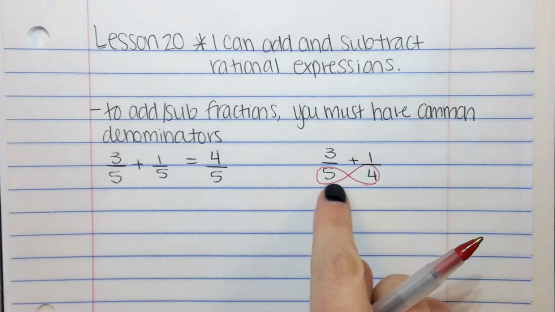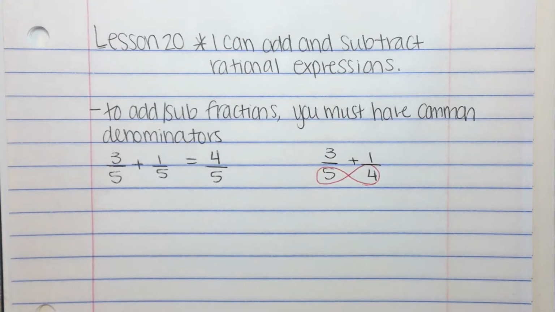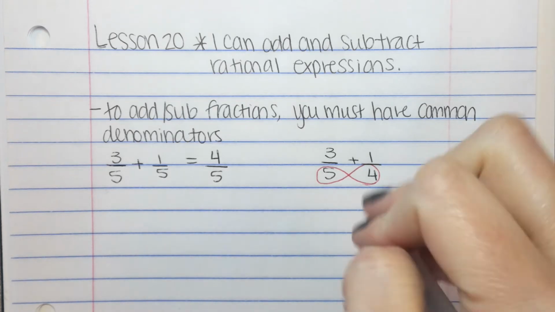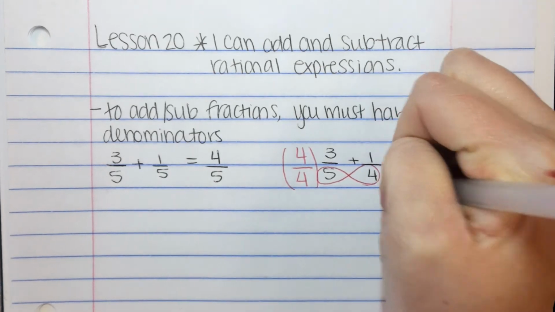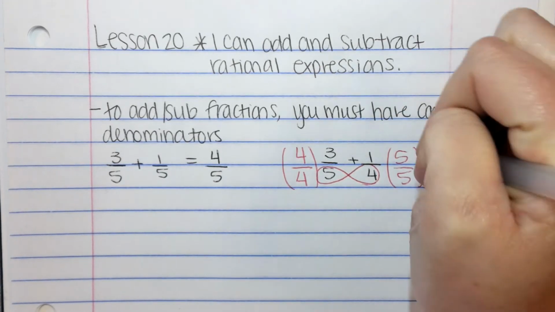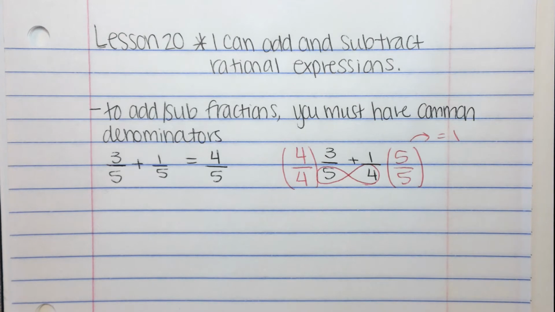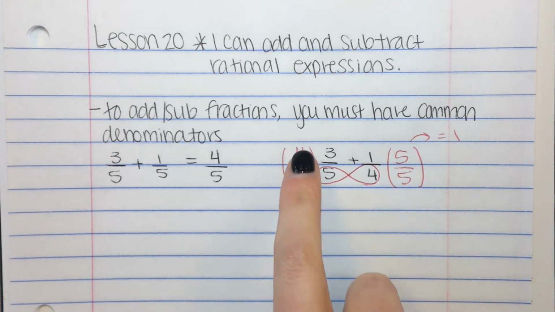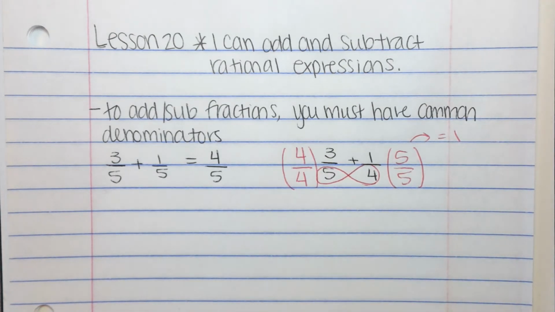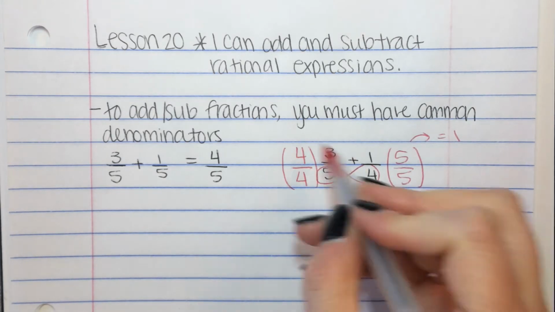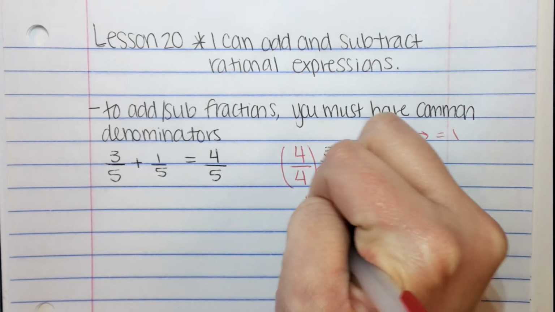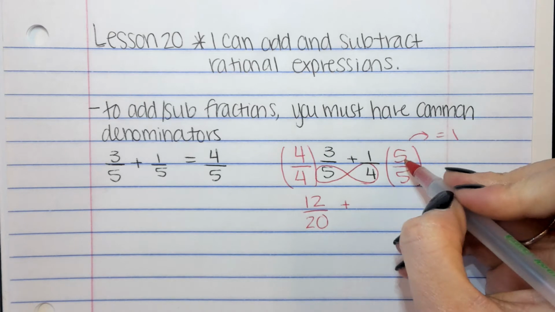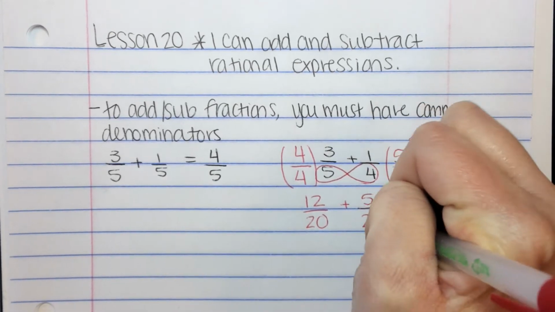We're just going to crisscross the denominators, the 4 and the 5. So I'm going to multiply this side by 4 over 4 and this side by 5 over 5. Those expressions are equal to 1, and so that's why we can multiply them, because that's the same as multiplying by 1, and we know that 1 doesn't change anything, okay? So we can change this fraction to 12 over 20. We can change this one to 5 over 20.